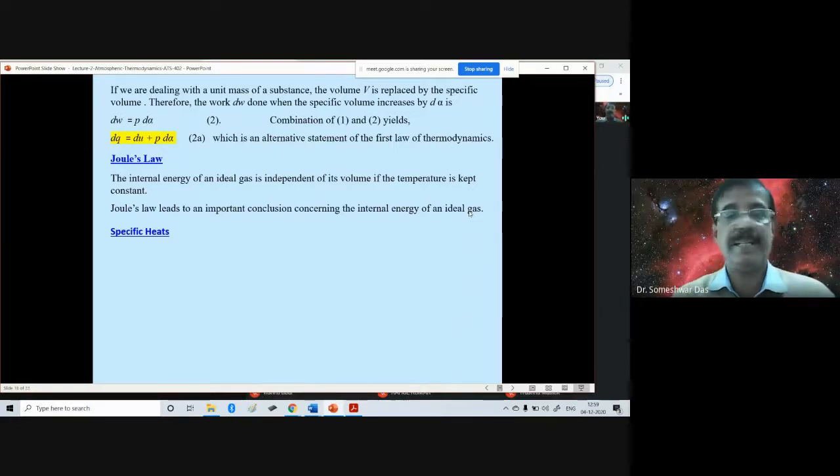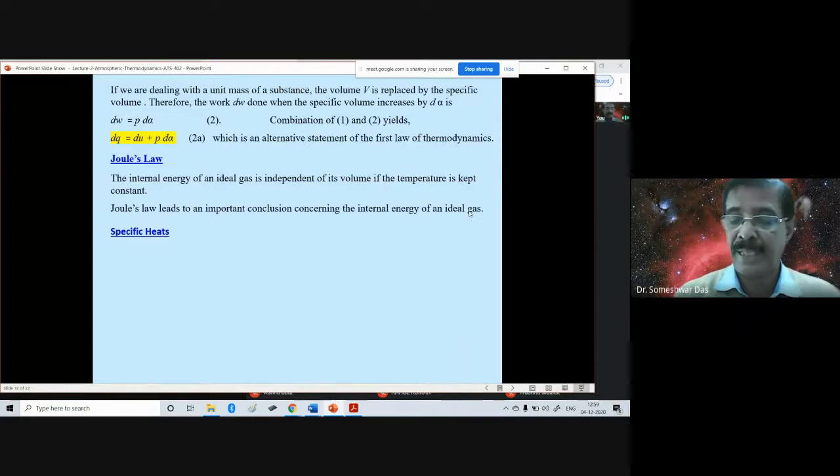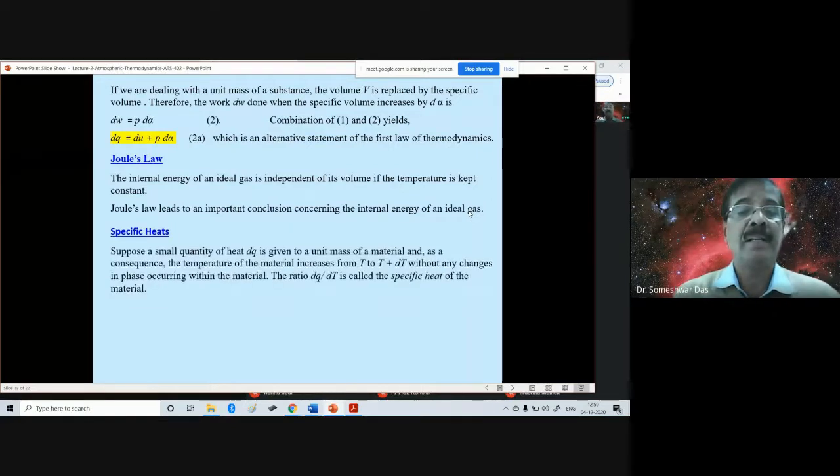The specific heat at constant pressure and the specific heat at constant volume. We are going to utilize these to convert the first law of thermodynamics into different forms. Just for recall, suppose a small quantity of heat dQ is given to a unit mass of a material, and as a consequence the temperature of the material increases from T to T plus dT without any change of phase occurring within the material. Then the ratio dQ by dT is called the specific heat of the material.